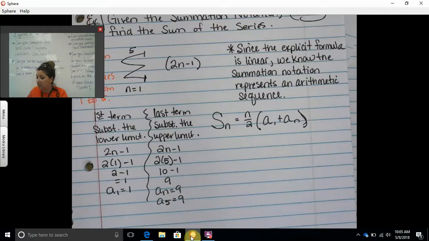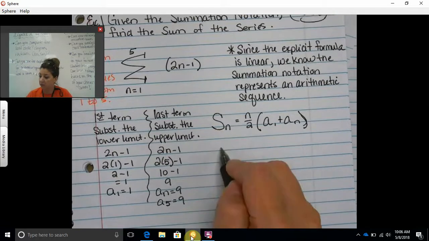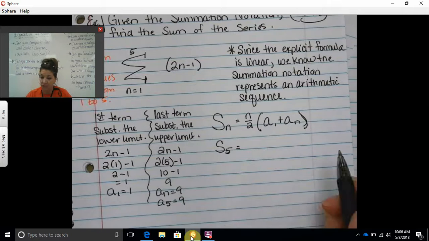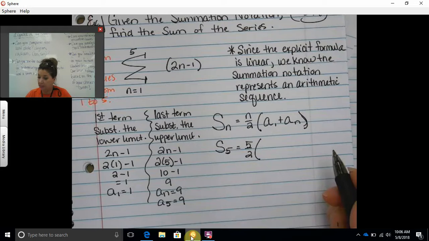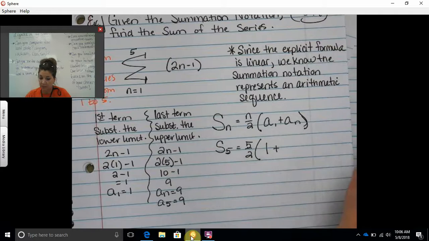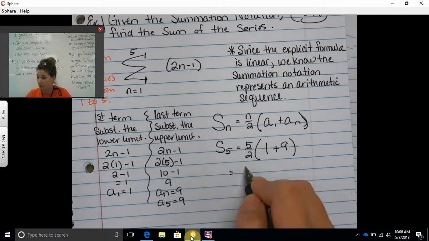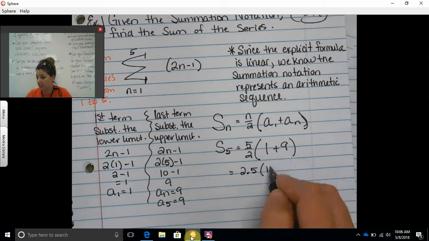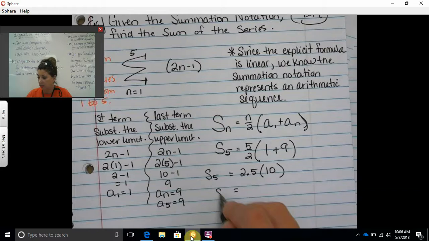So now I have everything that I need to know to use this formula. So I'm finding the sum of the first 5 terms. n is 5. So 5 divided by 2, open parentheses, my first term we found was 1, plus my fifth term is 9. So 5 divided by 2 is 2.5 times 1 plus 9 is 10. 2.5 times 10 is 25.